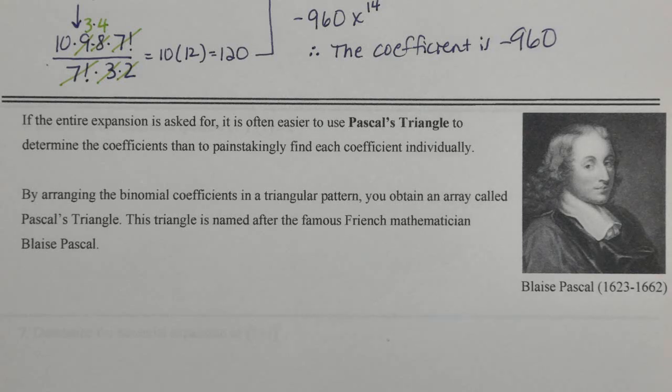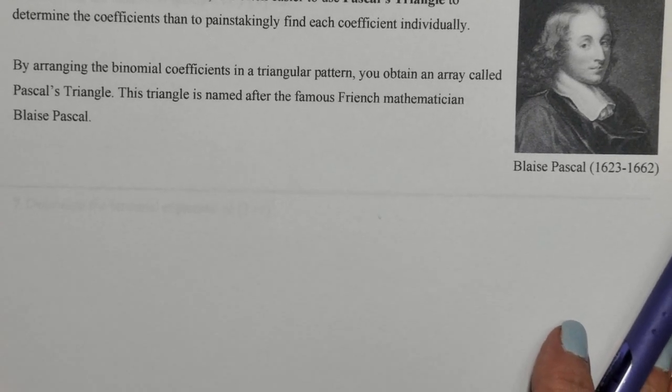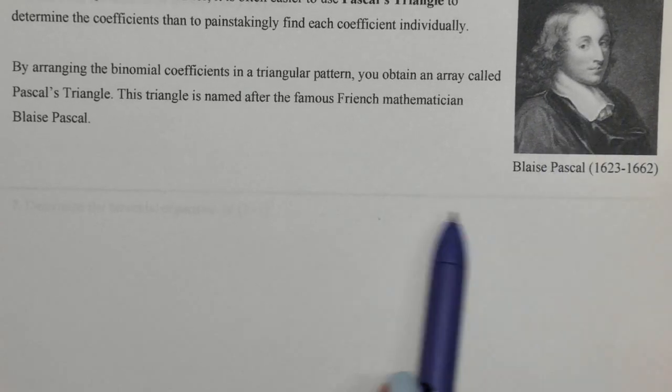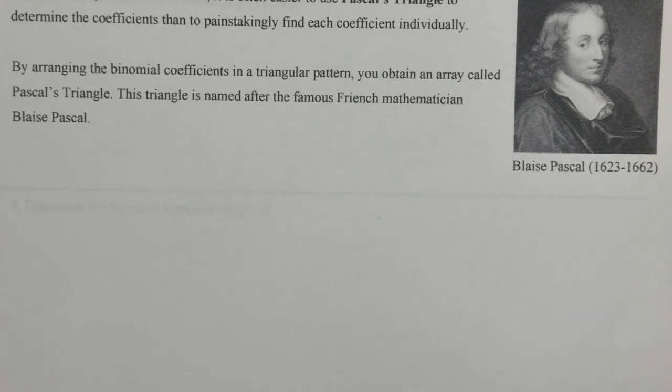Okay? It's often faster. Okay, so by arranging the binomial coefficients in a triangular pattern, we obtain an array called Pascal's Triangle, named after the French mathematician, very famous mathematician, Blaise Pascal. There's his little picture. Let's see when he lived. He was young when he died. He was only 41 when he died. Anyway.